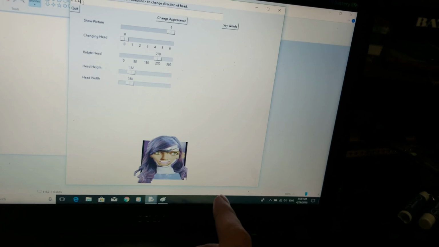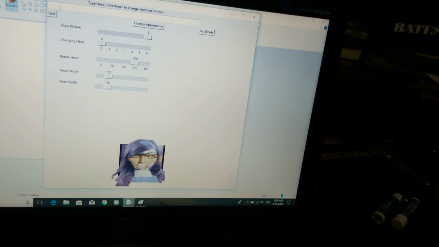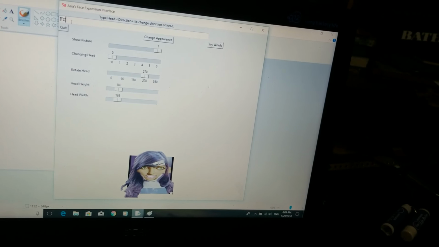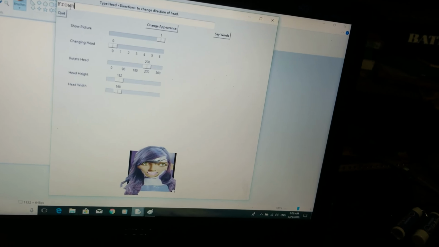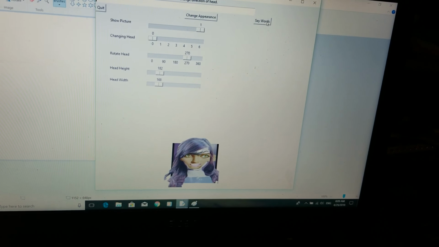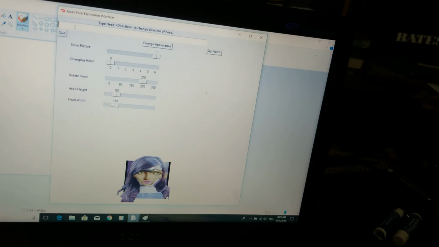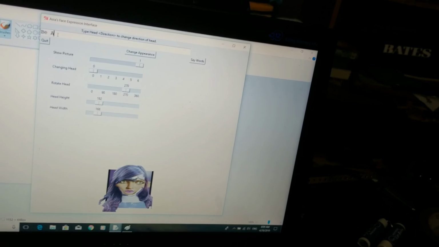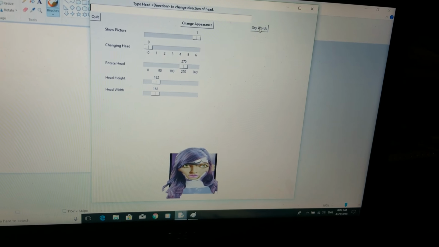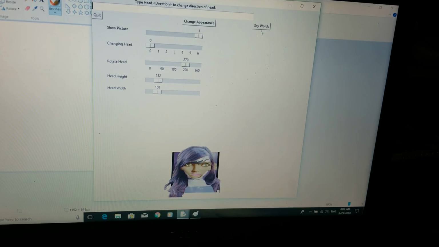frown, trust me, this was not easy, especially with the eyebrows, because you have to be at a certain angle. So I type in frown, you can see she frowns. I put in the angry. Now she's angry.